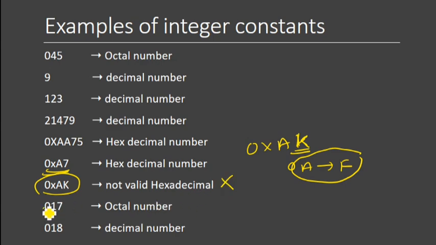So 017 is a valid octal number and 018 is a valid decimal number. Okay.